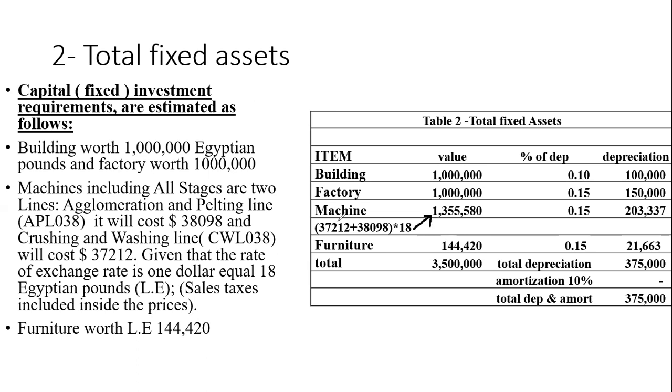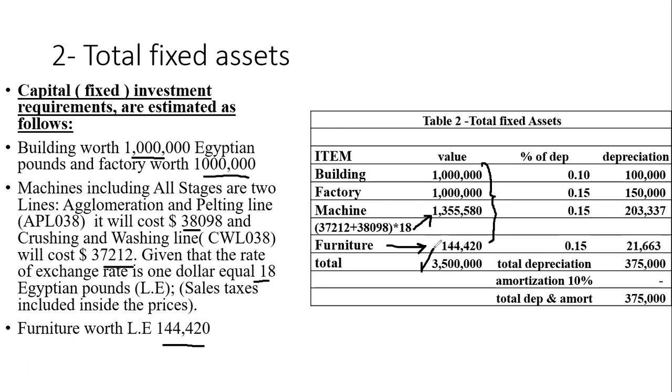What else do we have? We did the 1 million and the other 1 million, and we did the machines and the currency. So I have to follow all the given data. And finally, I have furniture, whose total amount is 1,442. When we add all of these, the addition gives us 3,500,000. So 3 and a half million is the total fixed asset.